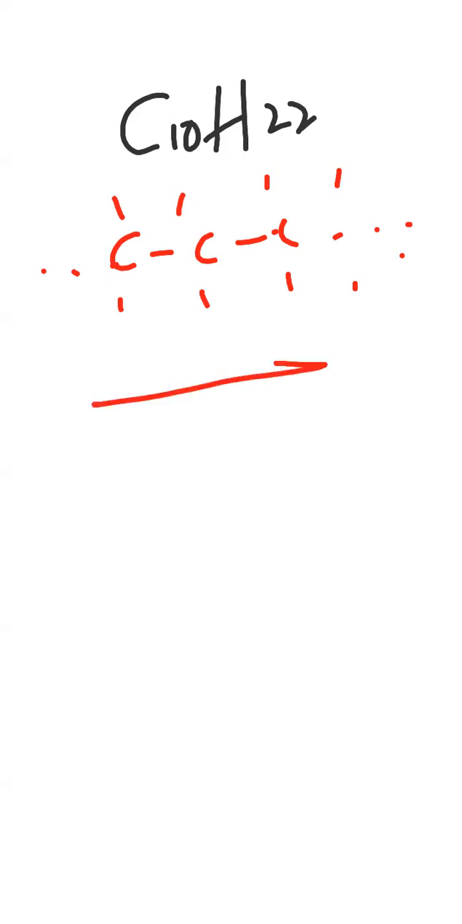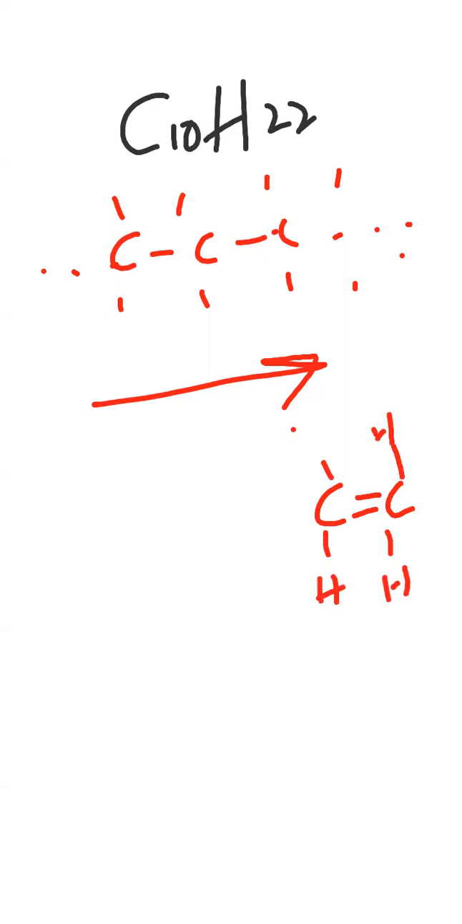Okay. So after the reaction, I just told you, whenever you are cracking any alkane, you will get one alkene, which is ethene. So let's take out one ethene. Everyone knows the structure of ethene. This one. This is ethene. What is the formula? C2H4.